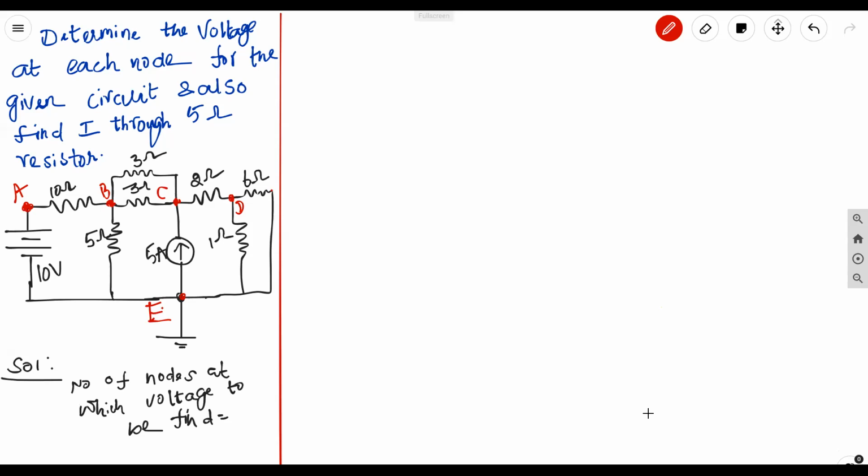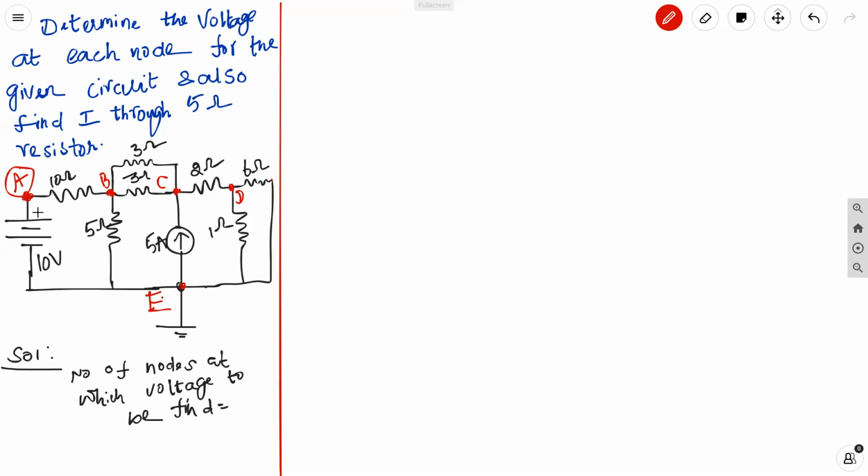Venkateswara Reddy, very good. Yes, this problem has a total of 5 nodes: A, B, C, D, E. The node A voltage is already known, right? Because it is directly connected to the 10 volt battery. So the voltage at node A is actually 10 volt, right?